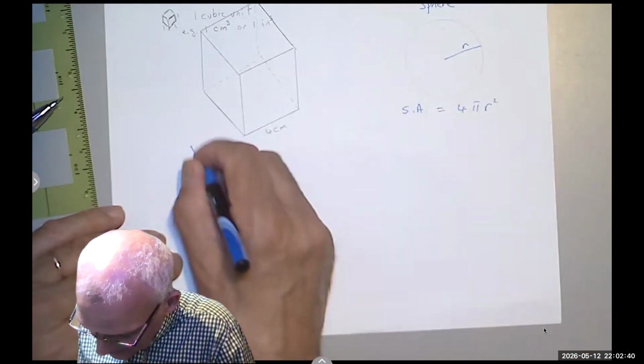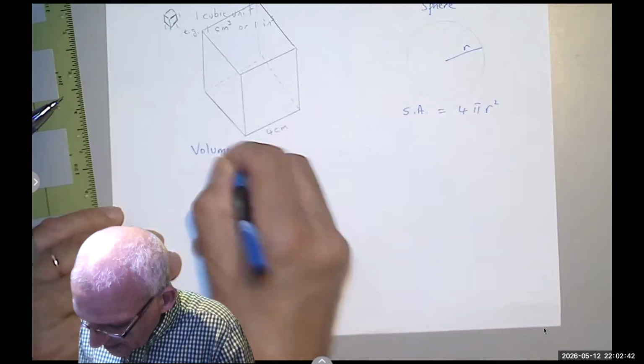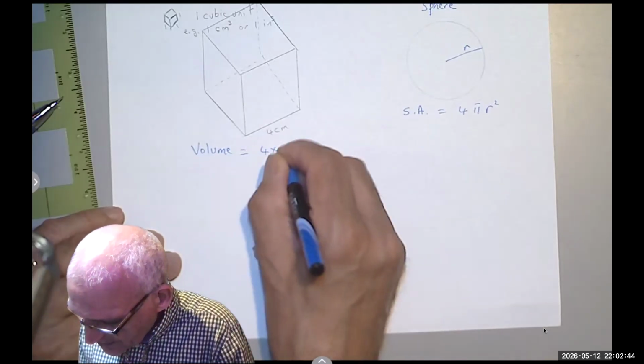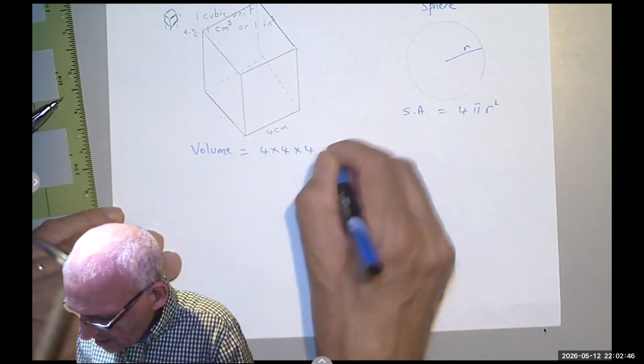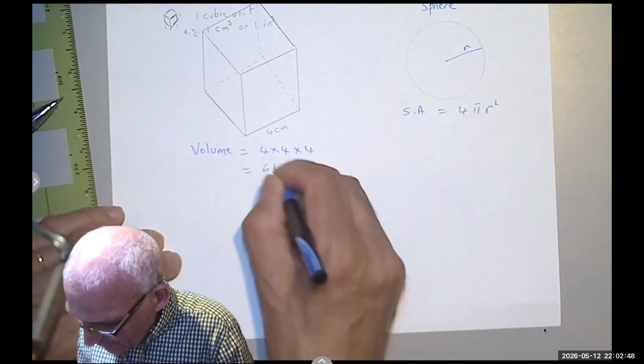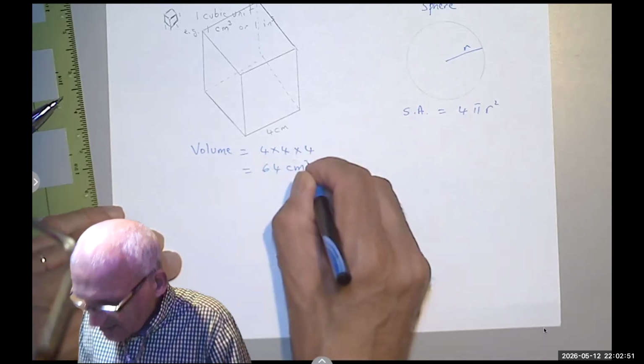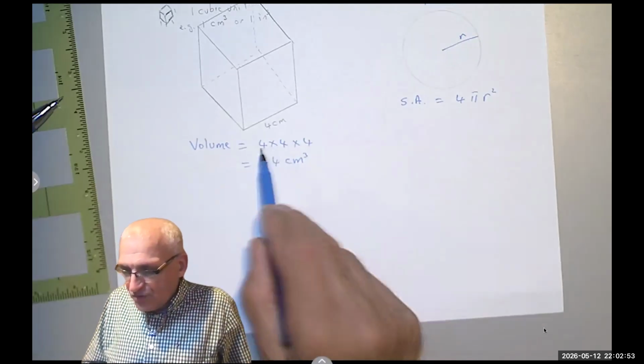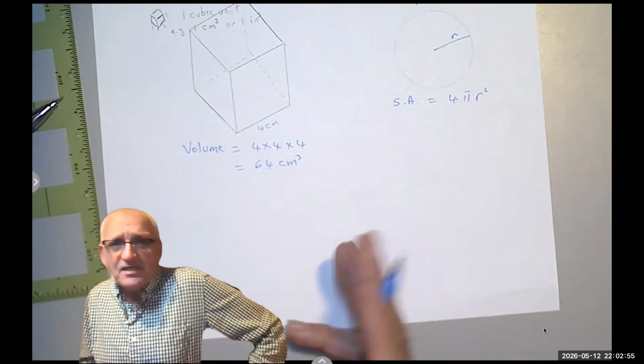So volume equals 4 times 4 times 4, or 64 cubic centimeters. And that's why we say 4 cubed is 64. That's the meaning of it.